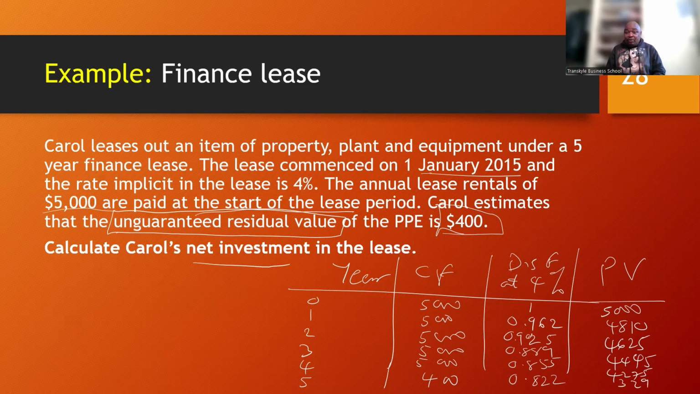Then you have to add up all those figures, and you must arrive at 23,484. That's the present value, which is the net investment in the lease.